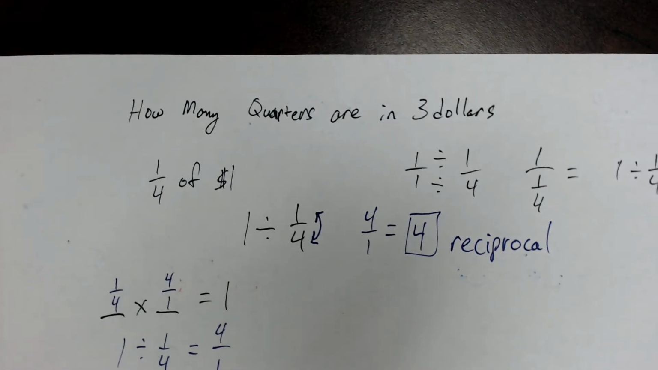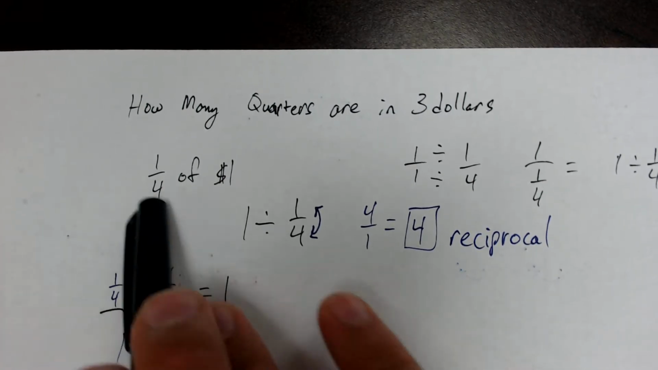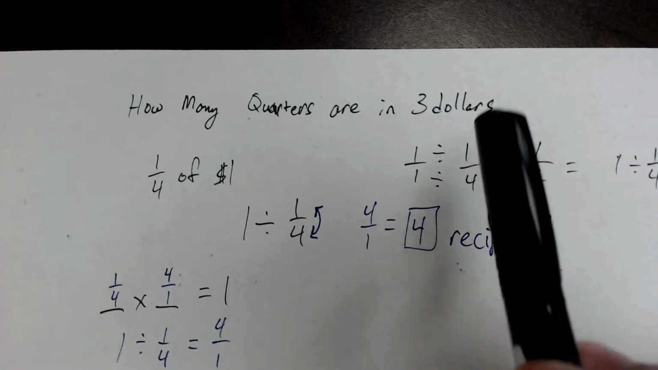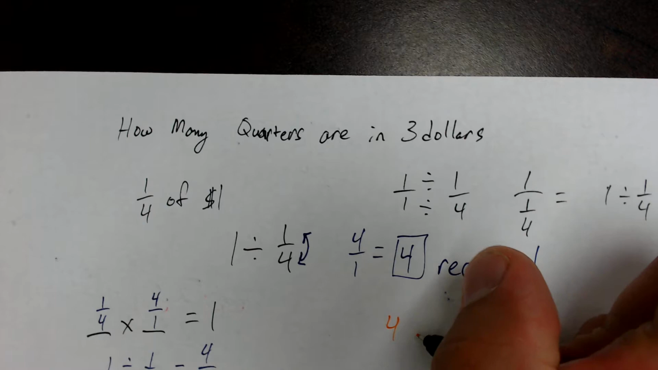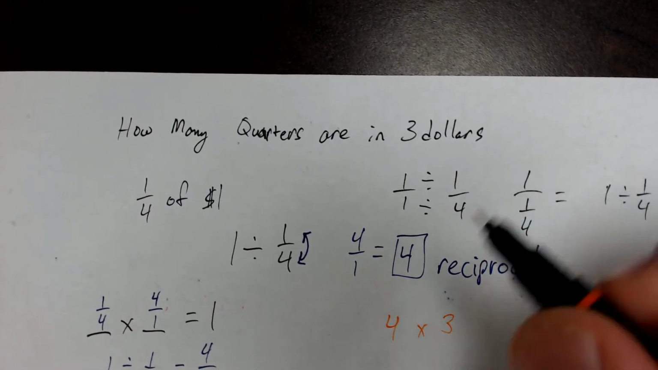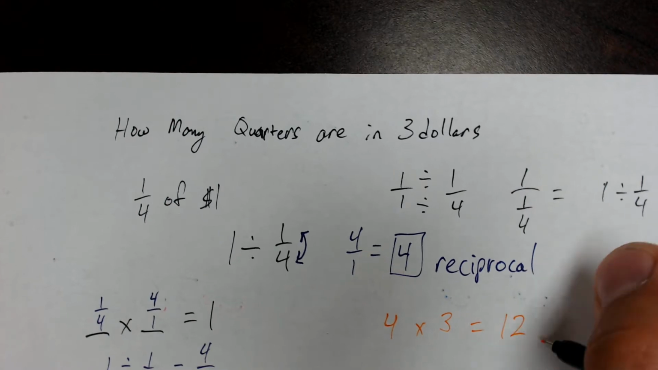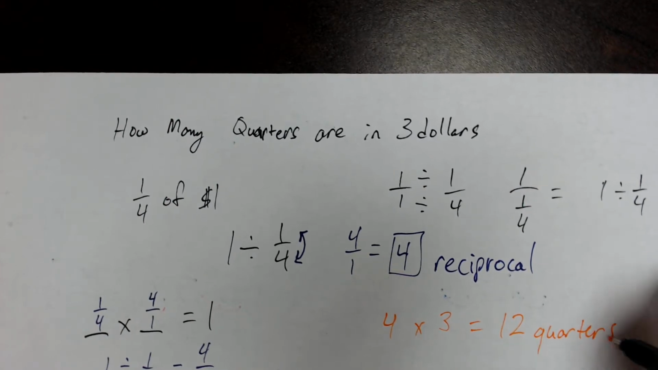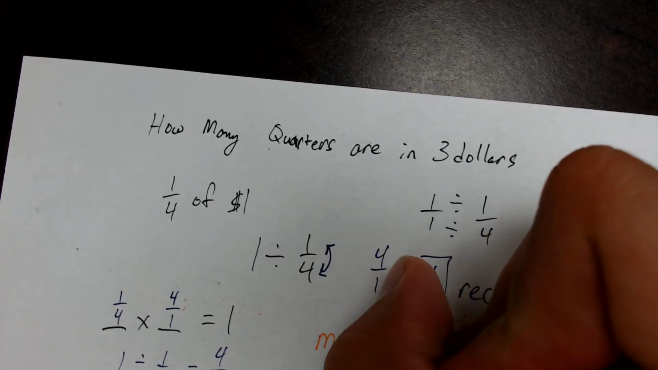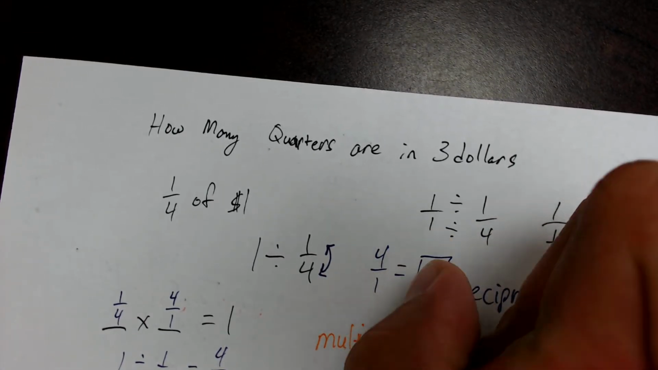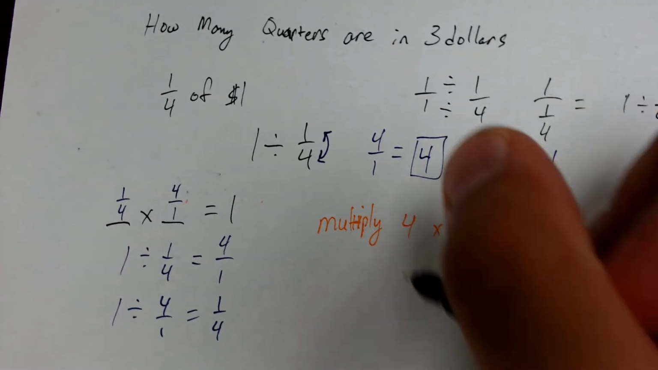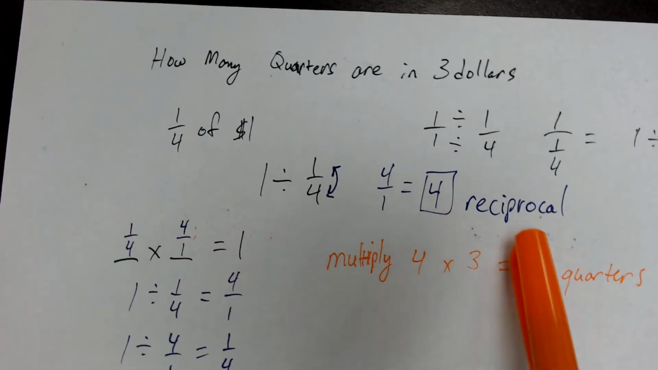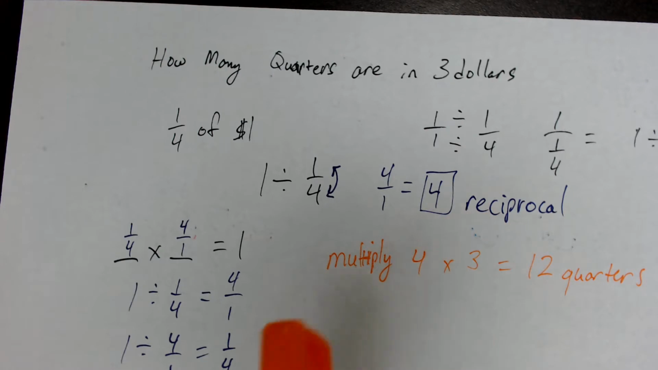Now that we've found the reciprocal, or the answer to how many quarters in $1, being 4 quarters in $1, now we have to figure out how many quarters are in $3. So if there's 4 quarters in $1, all I have to do is take this reciprocal and multiply that reciprocal by the amount that I'm looking for. So 4 times 3 would give me 12. So the answer is going to be 12 quarters. So step 2 is going to be multiply. Forgive my spelling. So, in order to divide by a fraction, you have to find the reciprocal of your fraction and then multiply.